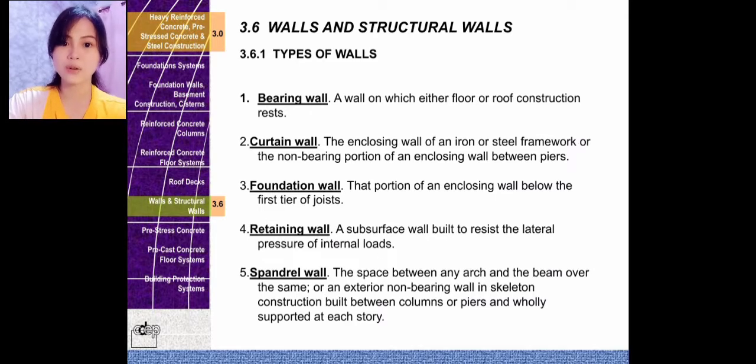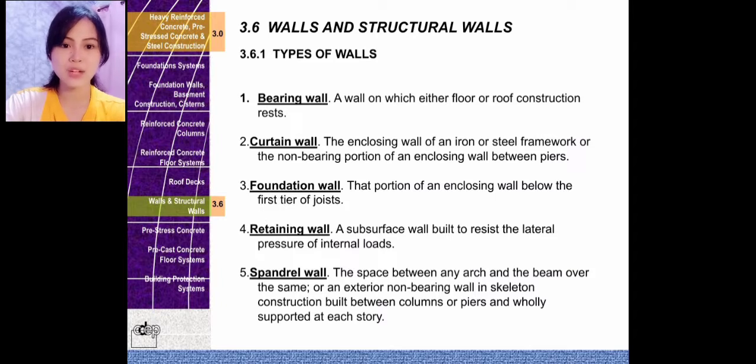Fourth is the retaining wall, a subsurface wall built to resist the lateral pressure of internal loads. So retaining walls are more like a wall beside a road or beside a passage, or even walls part of a building designed to restrain soil to a slope that it would not naturally keep to.